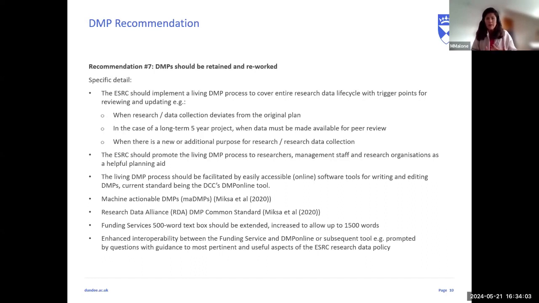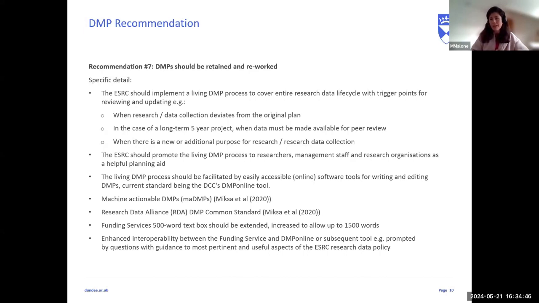So we are recommending, in our recommendation number 7, that DMPs should be retained and reworked. So the specific detail then, we're talking about a living DMP process, and that's feeding back into the Goldacre report that was published recently enough in the UK, that was calling for this life cycle, looking for a DMP to not just be a one-hit wonder, but to be a living process that somebody would interact with again and again, and make sure that people know there's a record and a cycle, a living process that can be recorded and found. We're also recommending that there would be trigger points for when this living DMP process should be revisited.